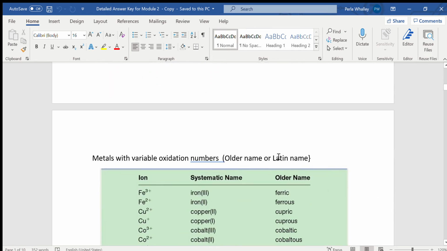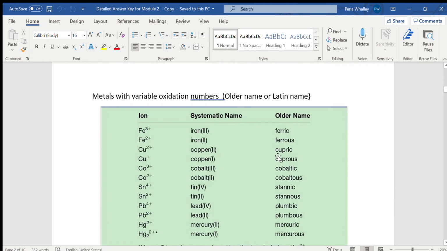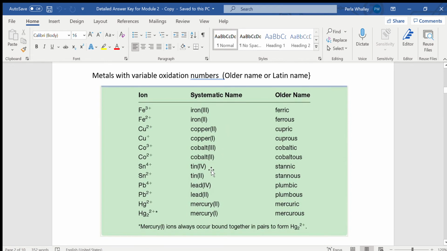And then we have the next table. These are metals with variable oxidation numbers. Older name is also called the Latin name. So example, we have iron 3 and iron 2. This iron, the Roman numeral 3 and Roman numeral 2 represents the charges, +3 and +2.